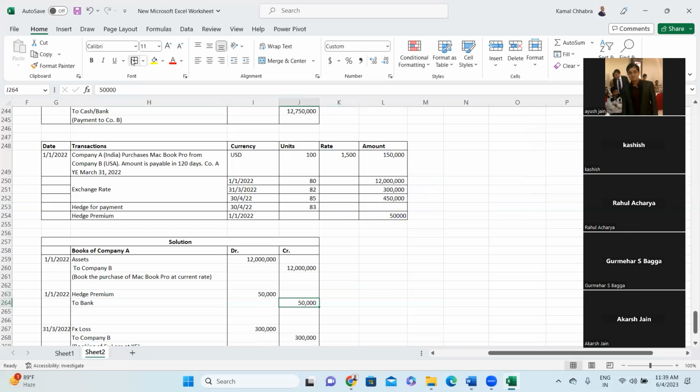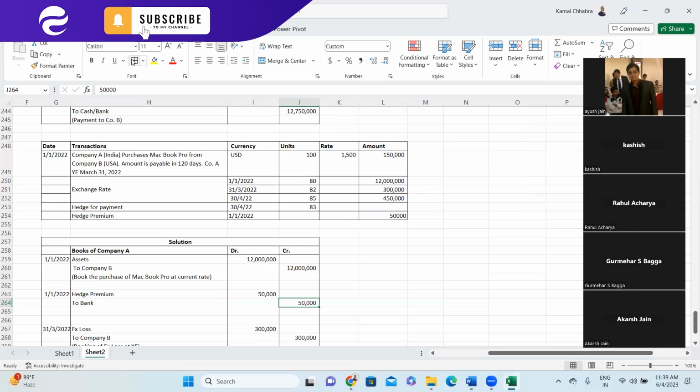Sir, if we could go one step back, why are we involving the bank here? I know that you will take the hedge from the bank only, right? So how does the exchange bank cover the rate hedge basically? Like I have to make a payment to B, so I will go to the bank, that after 120 days I need to make a payment of $150,000 to company B, right? So I will hedge at 83 according to the bank, and the difference the bank will give basically. No, no, no.